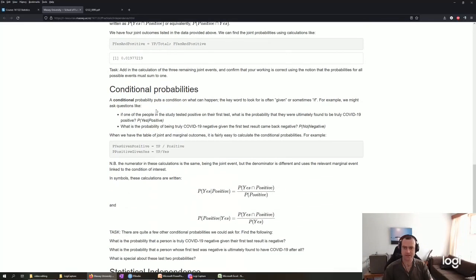And finally then there's conditional probability, where we will get wordings like given or if. So one of the things is already assumed to be true or already has been observed, and the other one is asking what is the probability of the other one given that has happened. So what is the probability of a person actually having the virus given that they initially tested positive? Or what is the probability of being truly COVID-19 negative given the first test result came back negative? So keywords like given or if are what we look for in those situations.